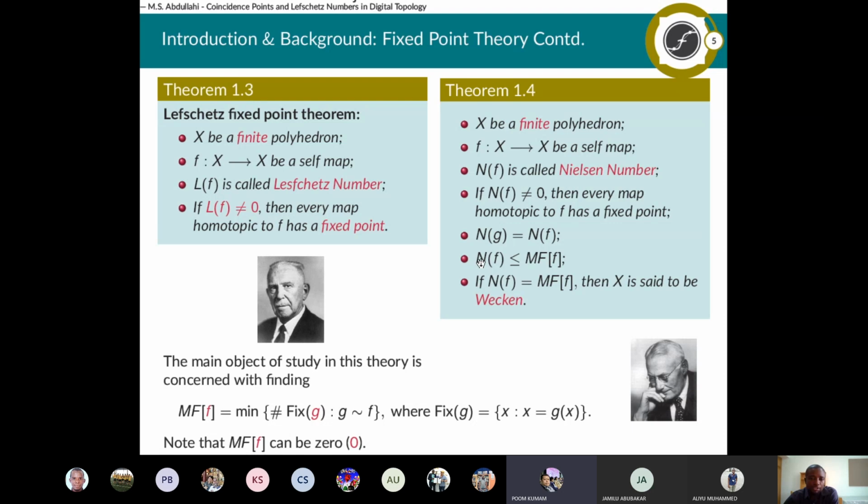And it happens that this Nielsen number gives us a clue on how to get the minimal number of fixed points. But the most interesting thing is if this Nielsen number is exactly the minimal number, and if this happens, we call that space a Wecken space.